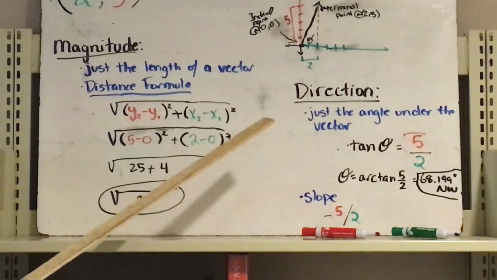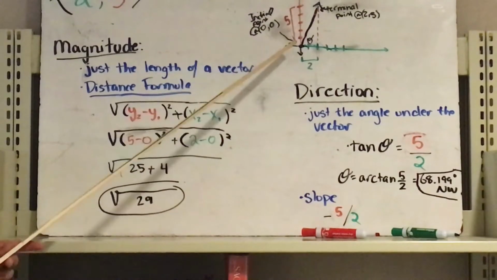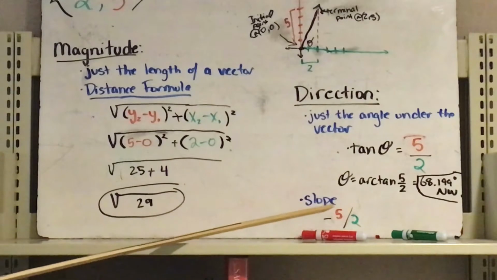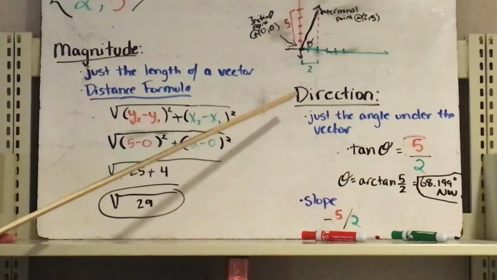And another way to find direction for vectors is by using slope. So we know that our y increase is 5, and our x increase is 2, so the slope would be 5 halves. We know that from basic algebra, and so that's another way to say the direction of the vector.